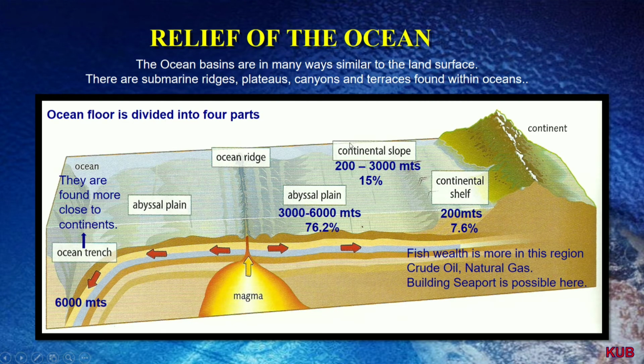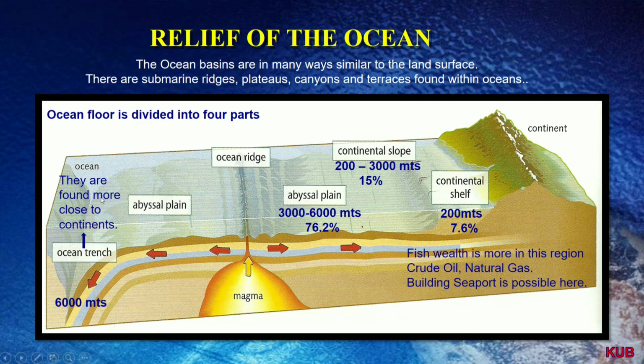Now, abyssal plains. Deep sea plains or abyssal plains are gently sloping areas of the ocean basins. These are the flattest and smoothest regions of the world. The depth varies between 3,000 to 6,000 meters, and it covers 76.2% of the ocean basin.